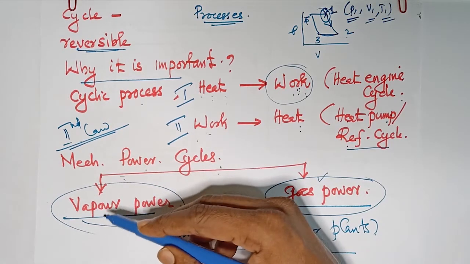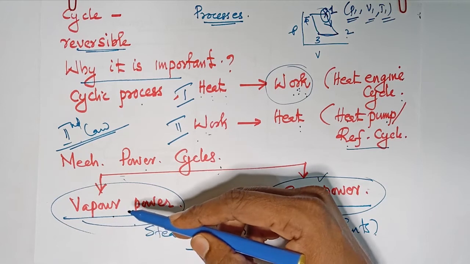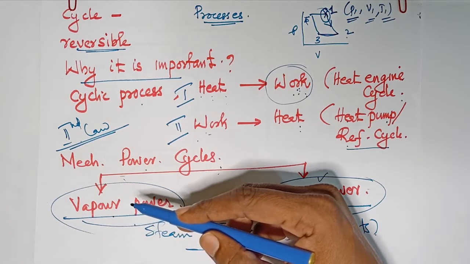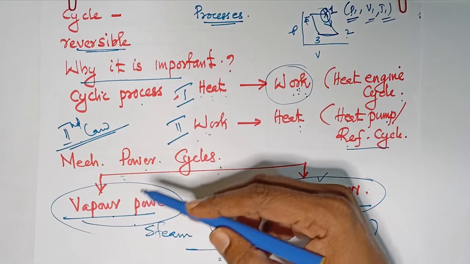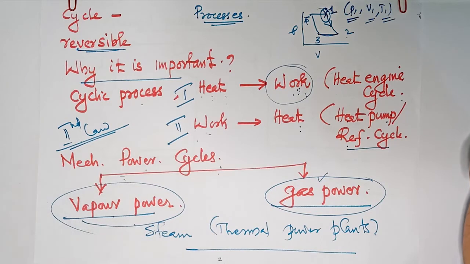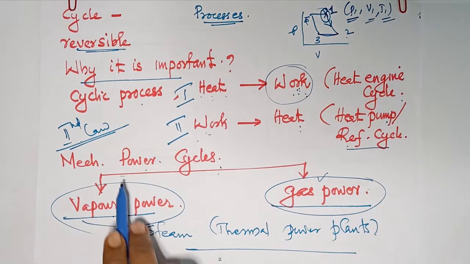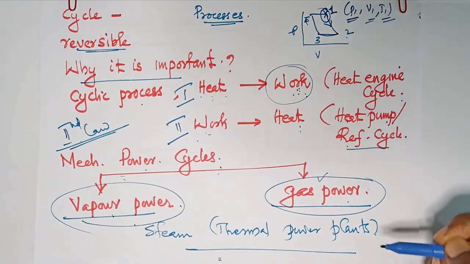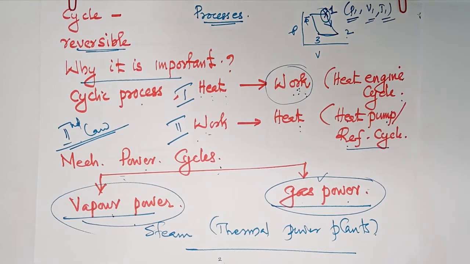Vapor means it is not in its complete phase. When you condense a vapor, it is condensed into liquid. Again we can convert it into vapor. So this is the case. So mechanical power cycles can be vapor power cycles and gas power cycles. Okay, once again I'll explain for your point of view.